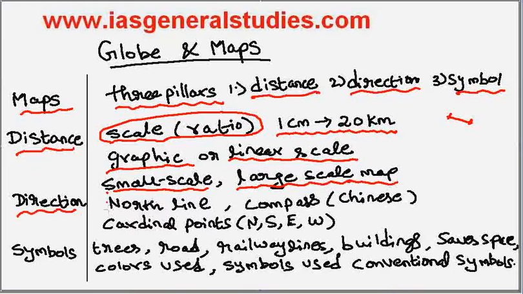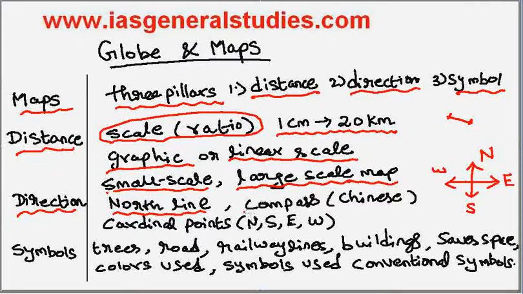the direction. We can see a north line at the top of the map, which shows that the north direction is like this. And if you know the north direction, we can find the other directions: south will be at the bottom, east will be at the right side, and west will be on the other side.